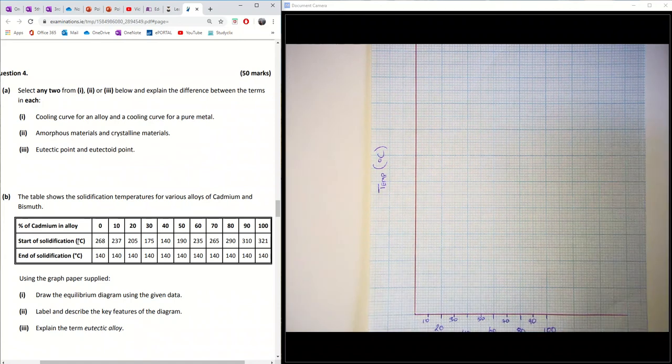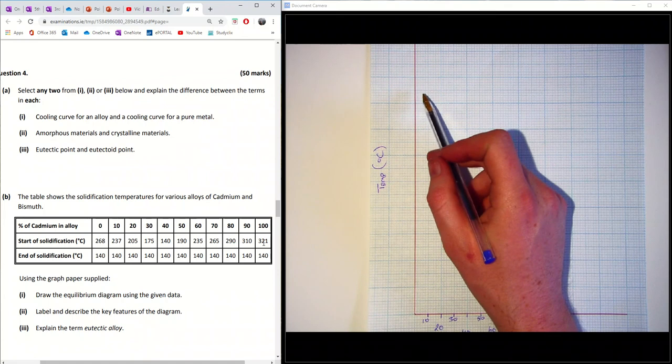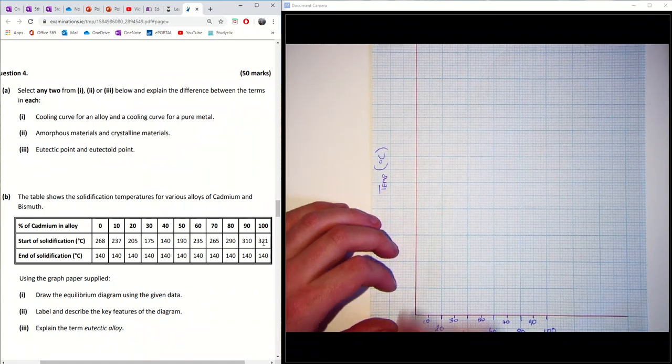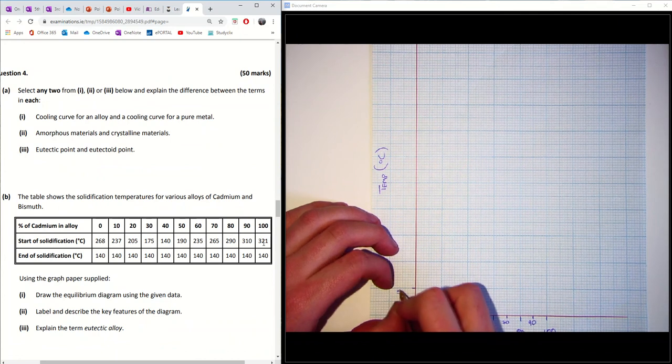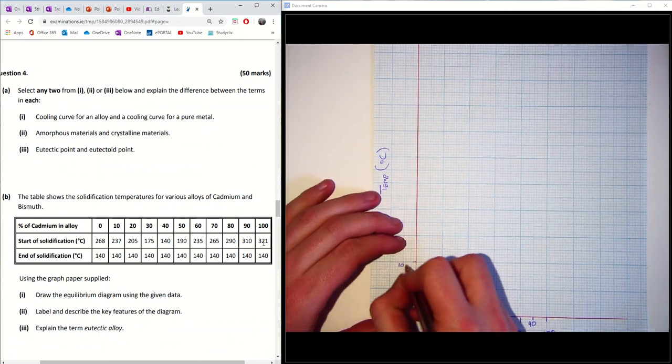I see the highest value on this graph is 321 degrees Celsius. That's the max point I need to get to on my graph. So I'm going to come up here in intervals of 50. Each of these boxes is going to represent 50 degrees Celsius. 100.